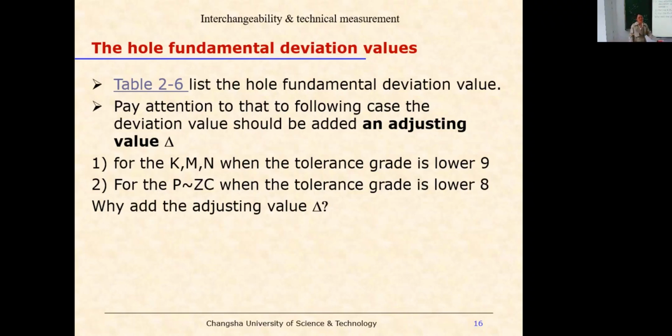Okay, I'll give you an example. Just know this. For K, M, N, this is very important, please listen carefully. For K, M, N, when the tolerance grade is lower than 9, and for P to ZC, when the tolerance grade is lower than 8, the fundamental deviation should add delta.